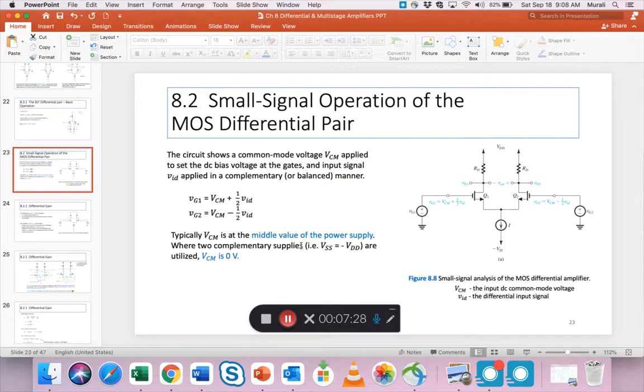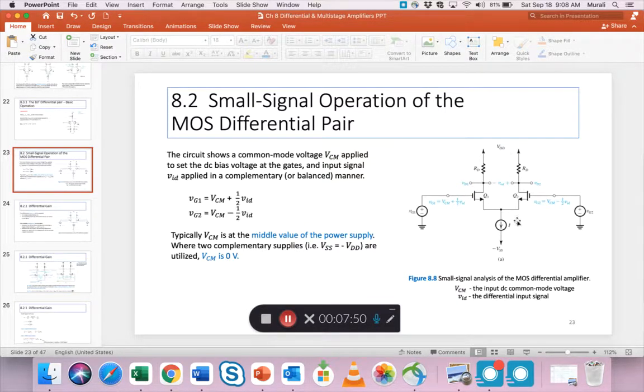Where two complementary supplies, like in this drawing, you see there is a VDD and there is a VSS, right? So there's both a positive and a negative separately. Sometimes you'll just have a VDD and this portion is grounded, right? Then you call it a single power supply. Here we call it a dual power supply.